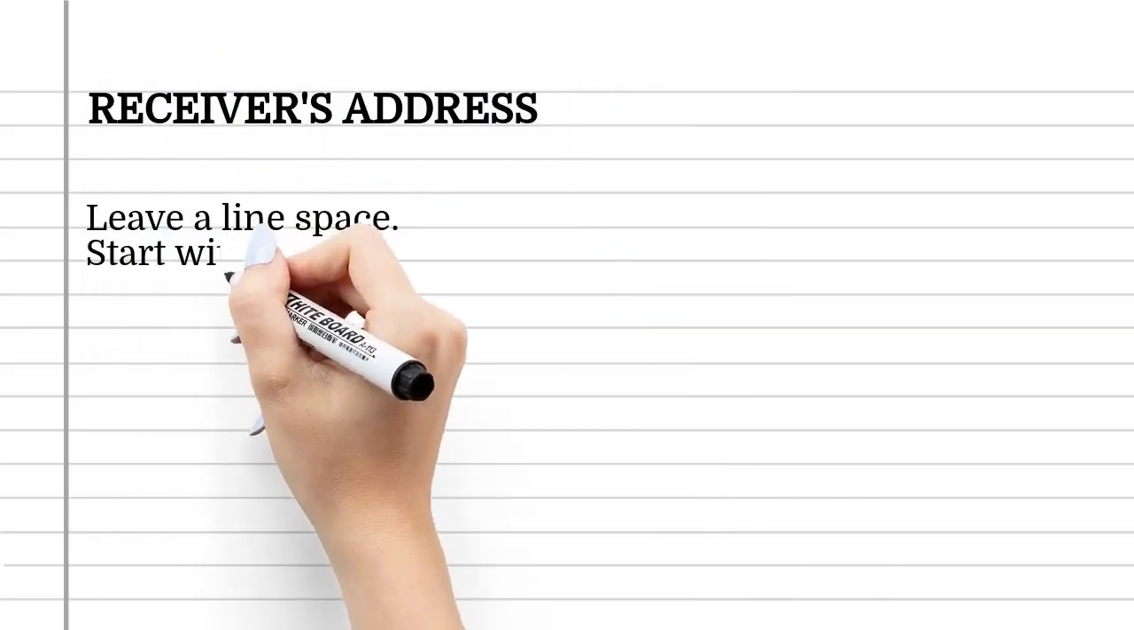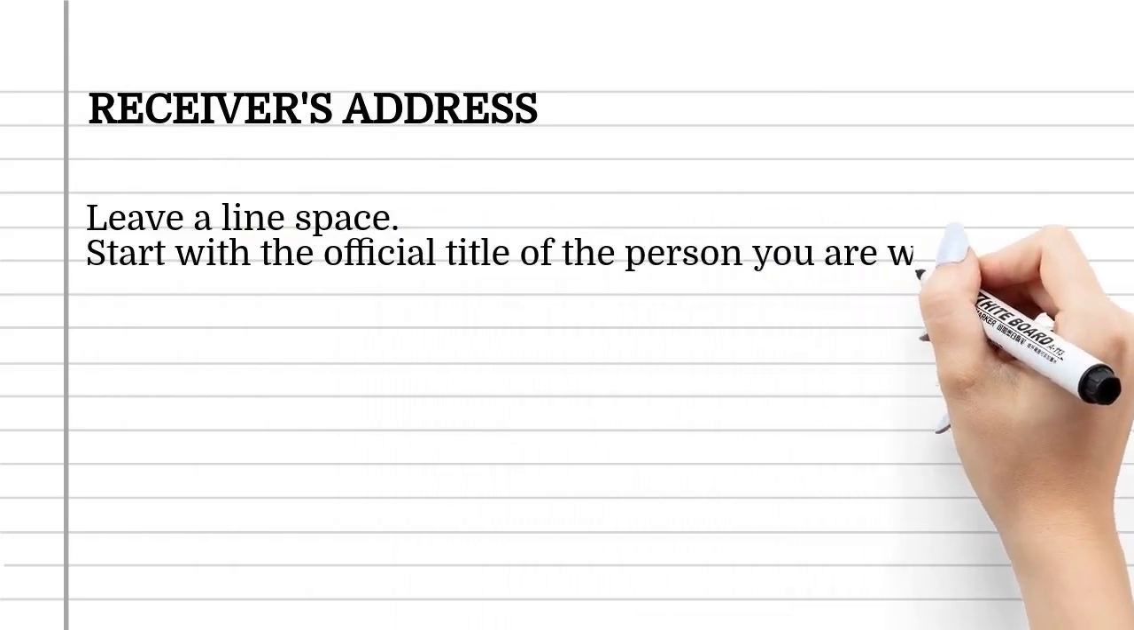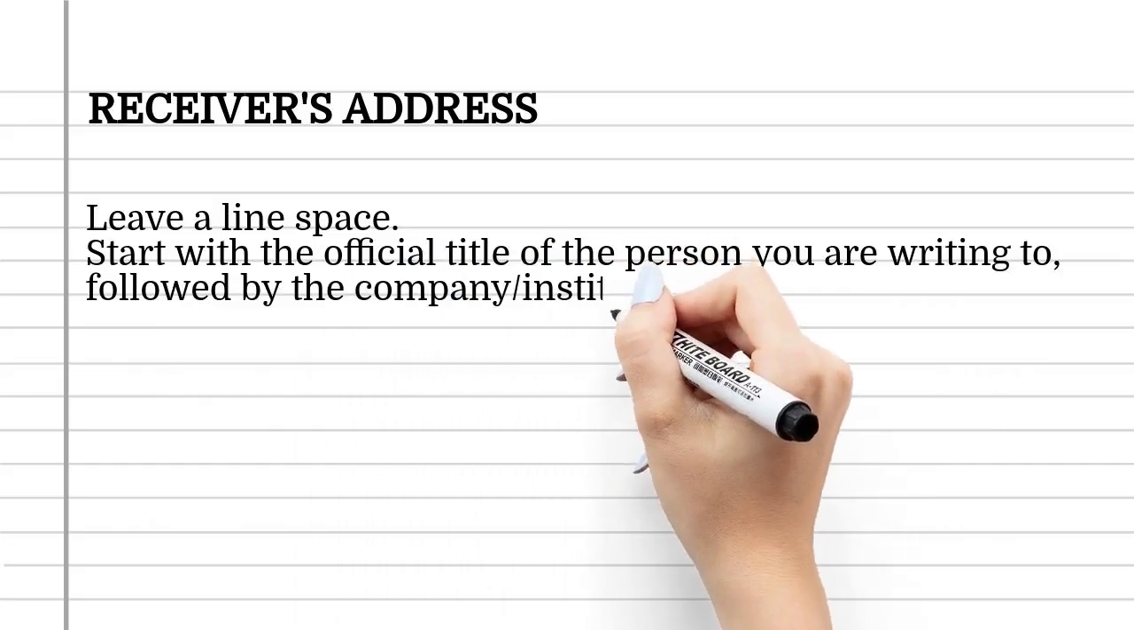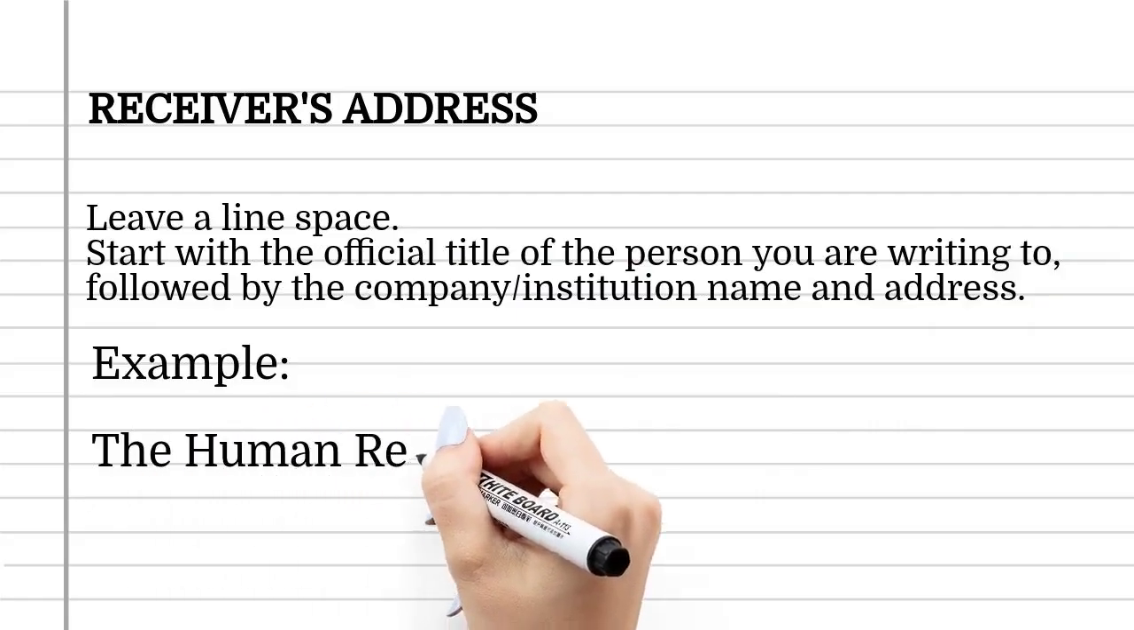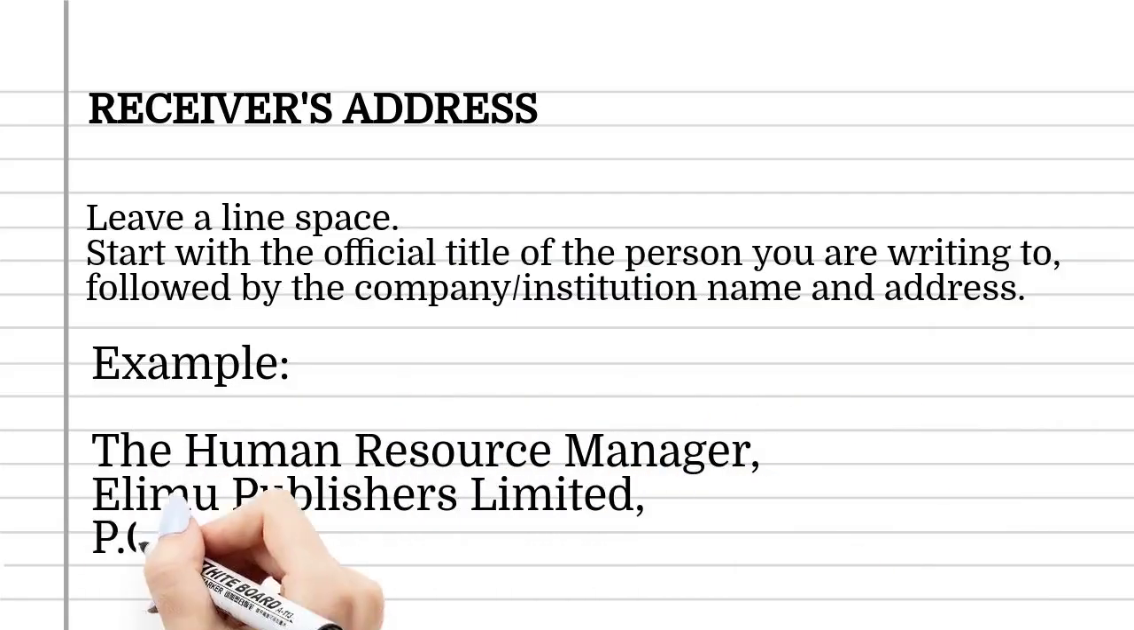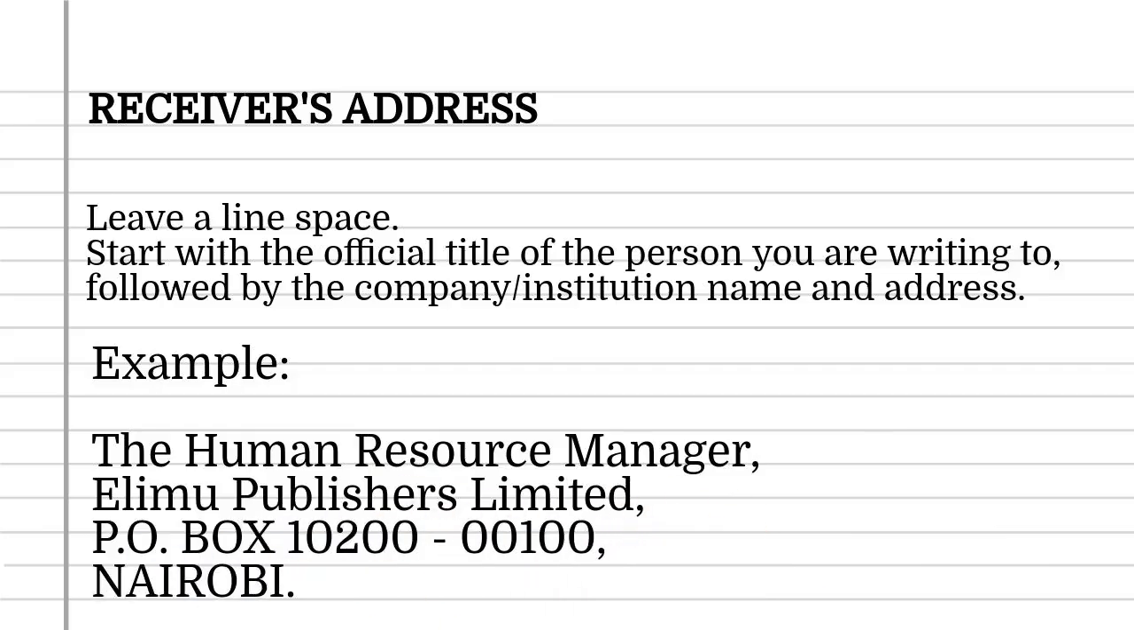After the date, we have the receiver's address. You leave a line space after the date. Start with the official title of the person you are writing to, followed by the company or institution name and the address. For example, the Human Resource Manager, this is the official title of the person. Elimu Publishers Limited, that is the company or institution. P.O. Box 10200, that is the address. And then Nairobi, that is the town or the city.